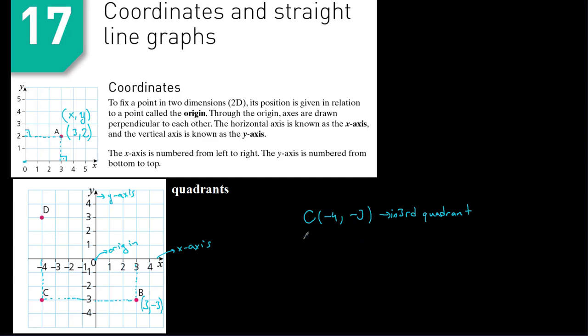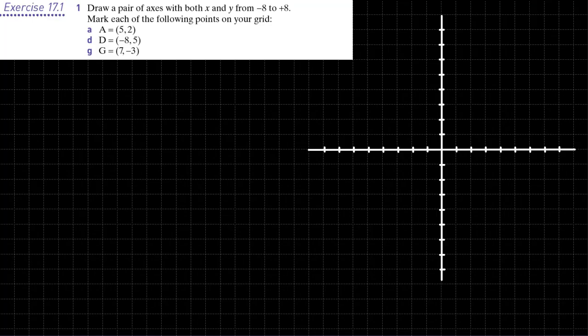And the last one is D. For D, again I'm drawing the lines, line segments or dotted lines, I can say. The x value is -4 and the y value is 3. So the coordinate is (-4, 3), and this point is in the second quadrant. Okay, basically we defined this. Now we are going to continue with the exercises.